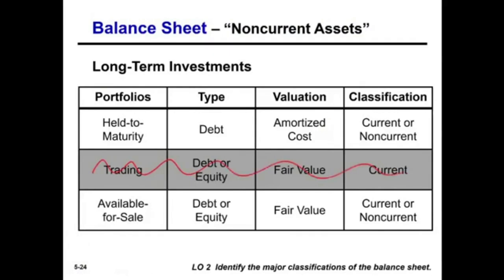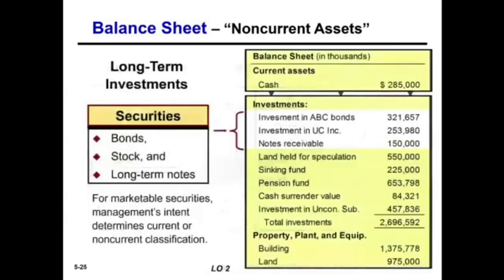Long-term investments will not include the trading category, because trading is in the short term. It will have investments available for sale or held to maturity, but generally it should not have trading securities, because the nature of trading securities is to trade them in the short term. So this is an example of ABC company with an investment in UC Inc., notes receivable, land held for speculation, a sinking fund, and a pension fund, and those are all investments.